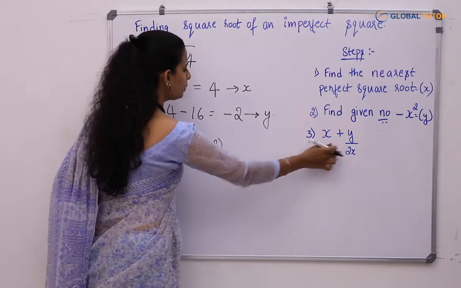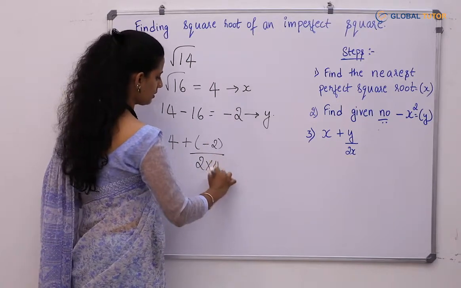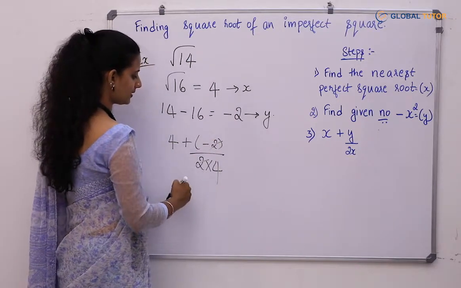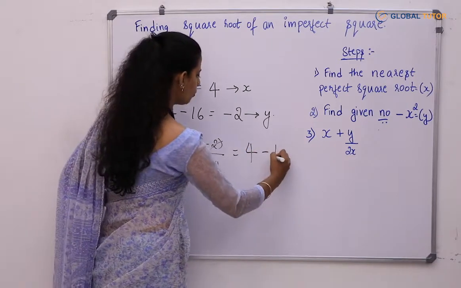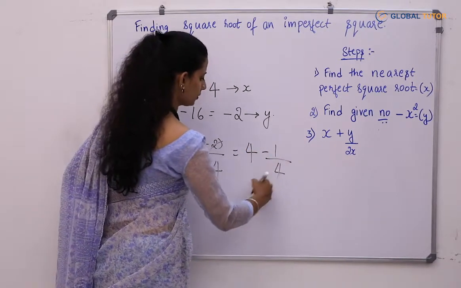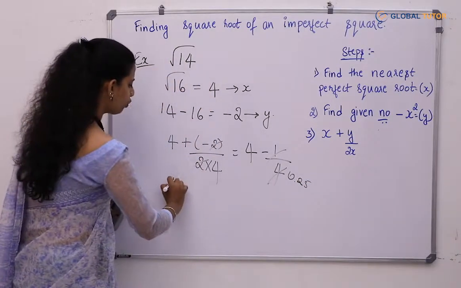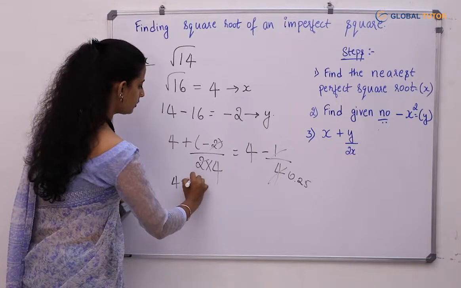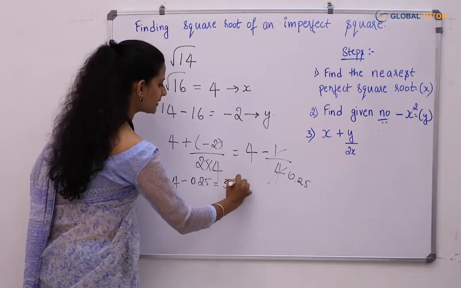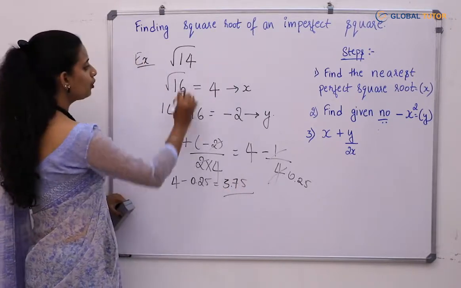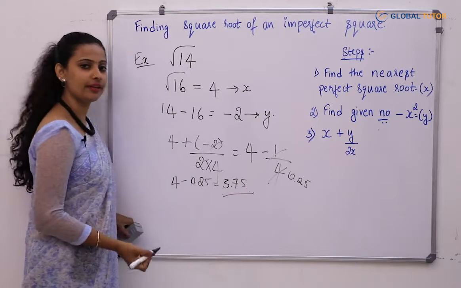by 2 into x. 2 into x is 4. So, here this 2 and this 2 get cancelled. We are left with 4 minus 1 divided by 4, and this is 0.25. So, 4 minus 0.25 will be 3.75. So, root 14's square root will be 3.75.